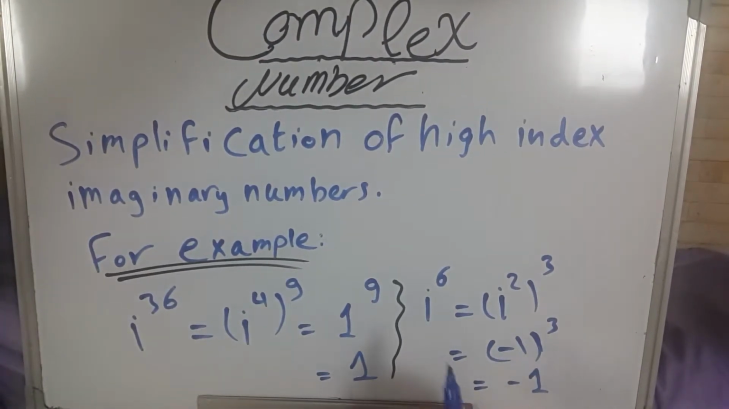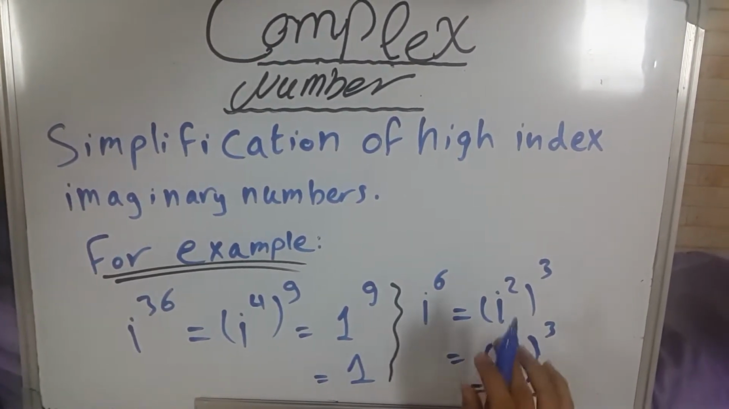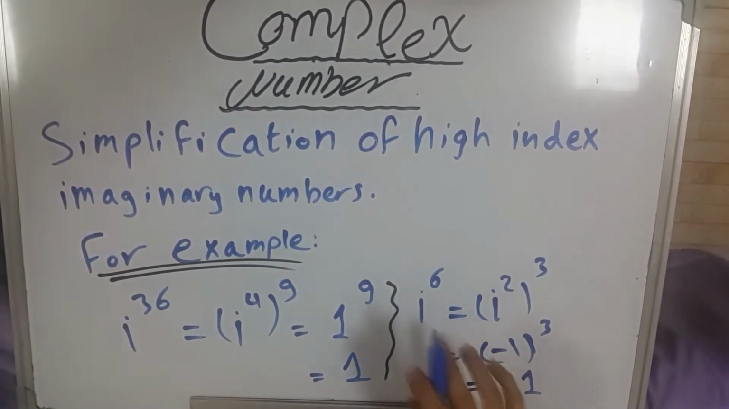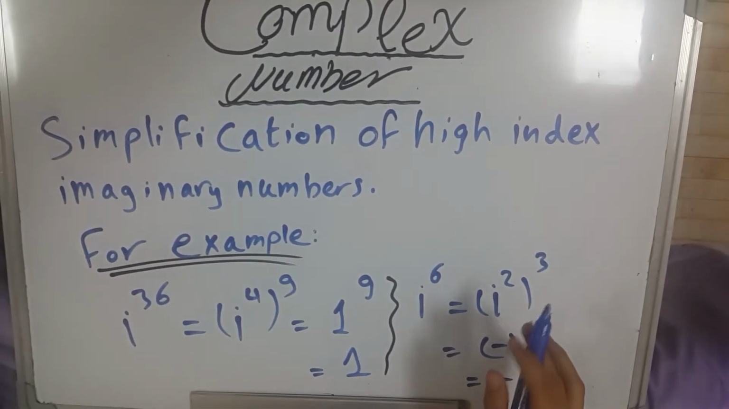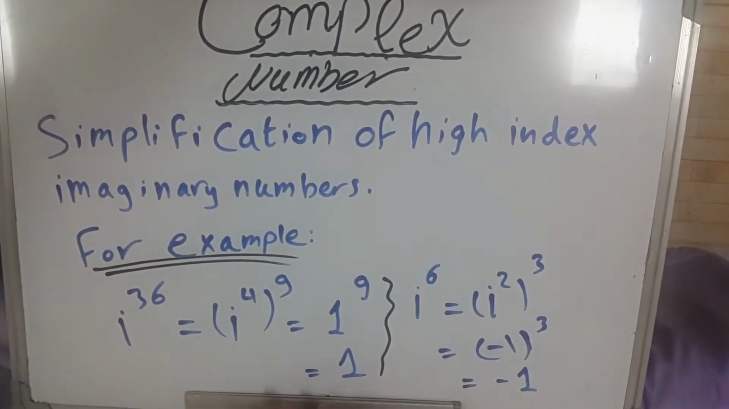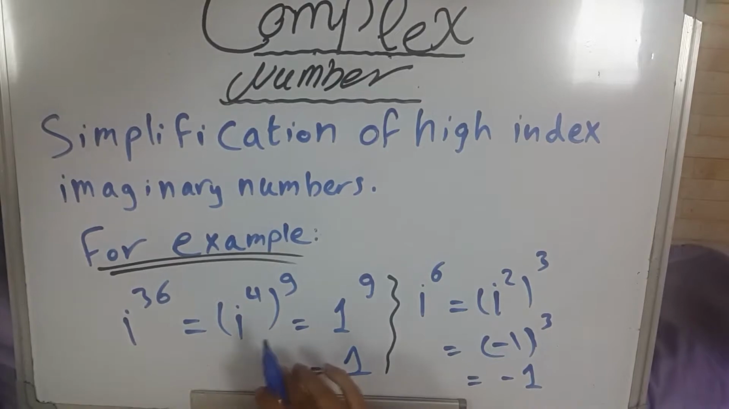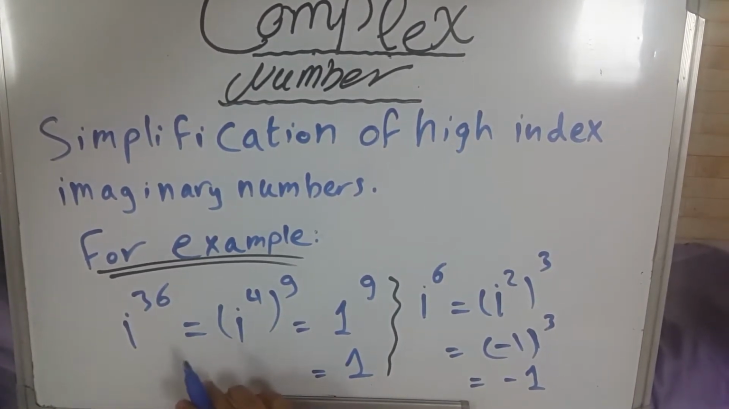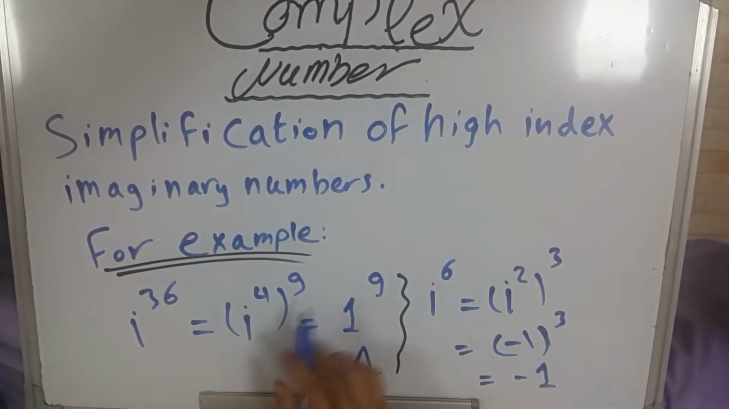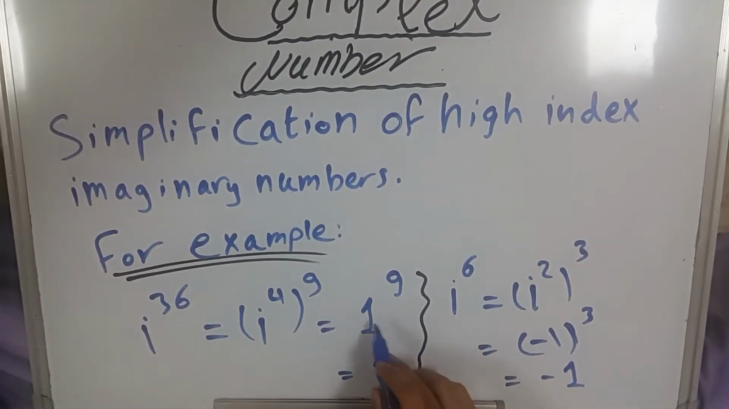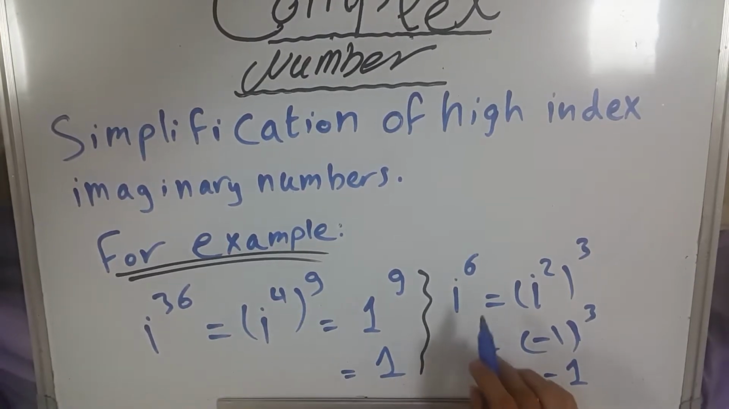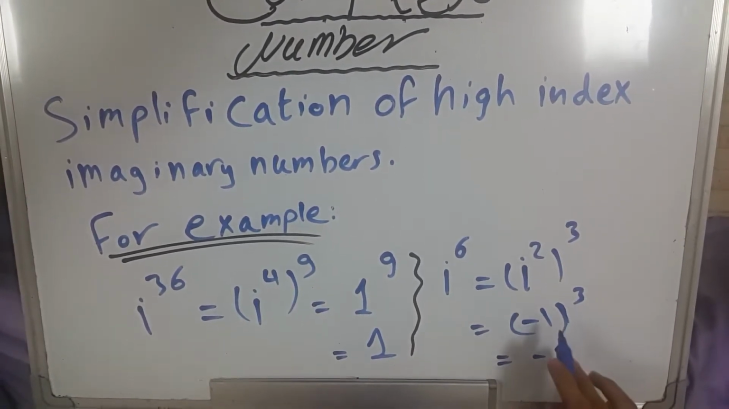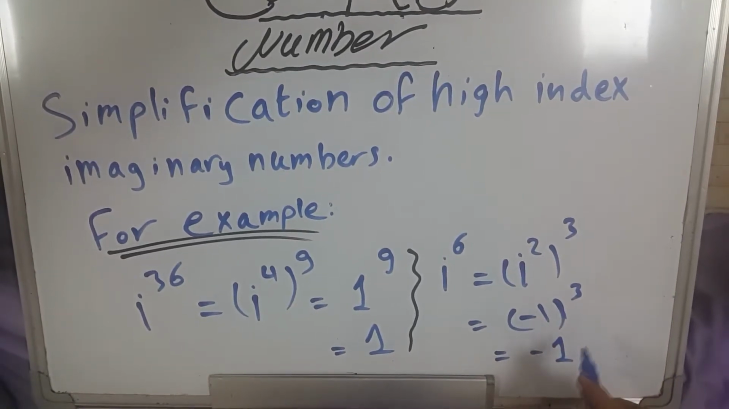And now we will move to simplification of high index imaginary numbers. So we used to use i to the power 2, i to the power 3, i to the power 4, but we didn't use a big index such as i to the power 36 and i to the power 6. In this example we will have i to the power 36 and we will simplify it. So i to the power 36 equals i to the power 4, all to the power 9. So i to the power 4 equals 1, and 1 to the power 9 equals 1. And i to the power 6 equals i to the power 2, all to the power 3. i to the power 2 equals negative 1, and negative 1 to the power 3 equals negative 1.